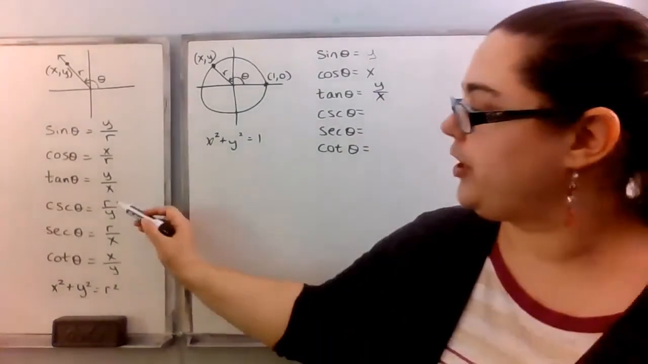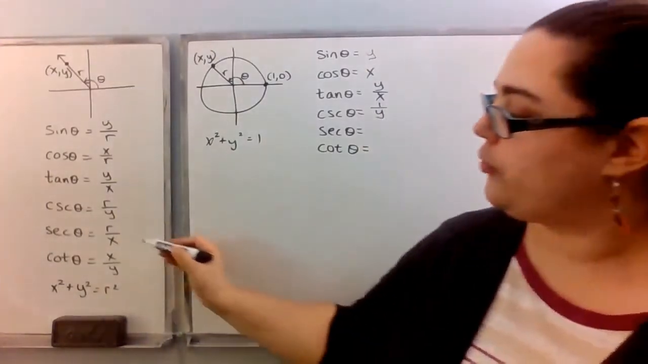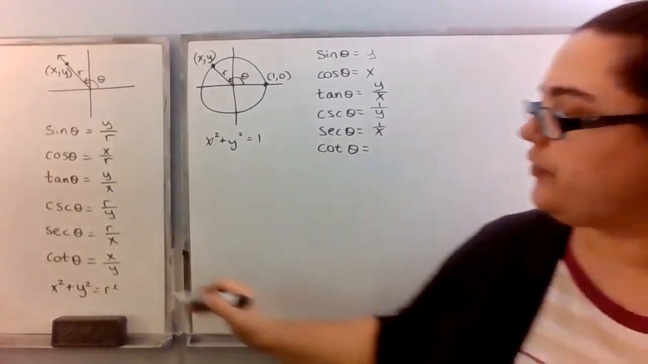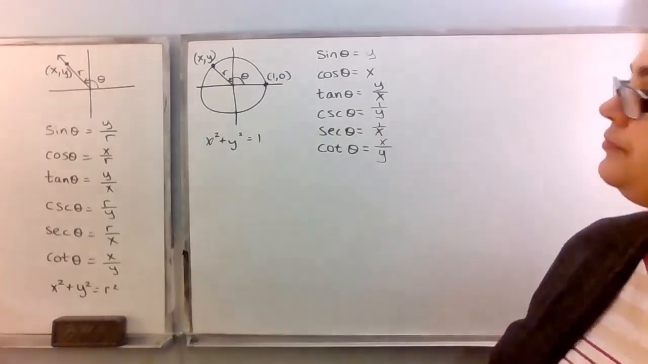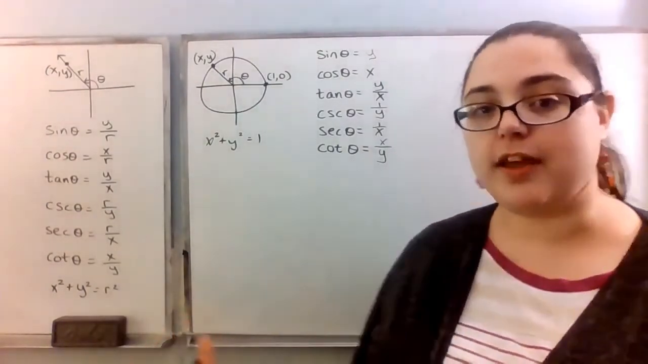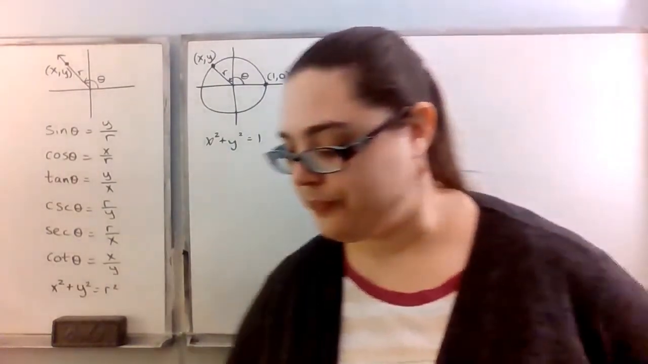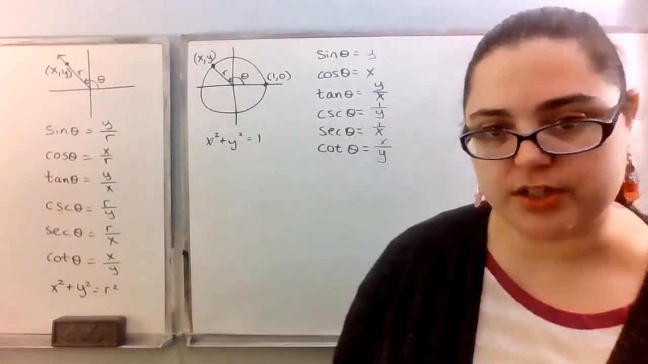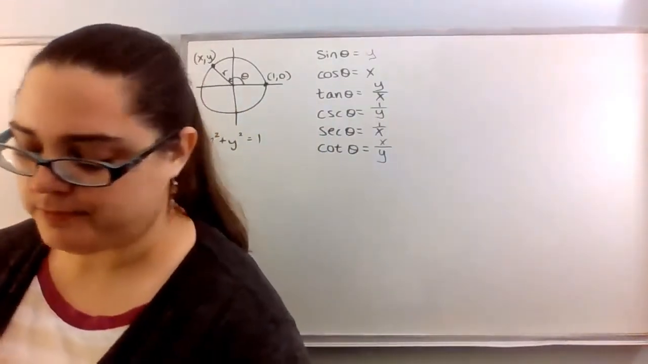For cosecant, we're going to get 1 over y. For secant, we're going to get 1 over x. And for cotangent, we keep x over y. So if I'm living on the unit circle, then these are going to be my definitions for my trig functions. So let's do an example of applying these unit circle definitions to a problem.